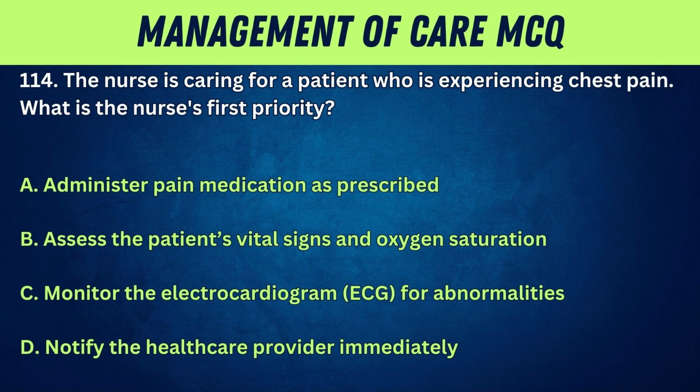114. The nurse is caring for a patient who is experiencing chest pain. What is the nurse's first priority? A. Administer pain medication as prescribed. B. Assess the patient's vital signs and oxygen saturation. C. Monitor the electrocardiogram (ECG) for abnormalities. D. Notify the healthcare provider immediately.